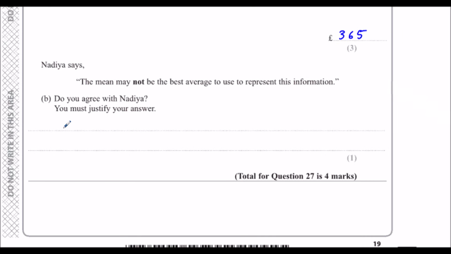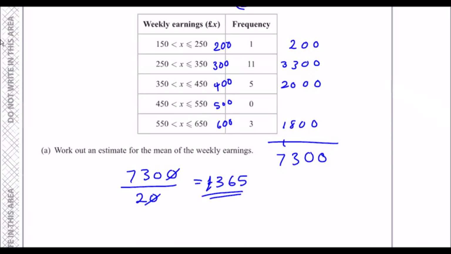Nadia says, the mean may not be the best average to represent this information. Do you agree with Nadia? Right.